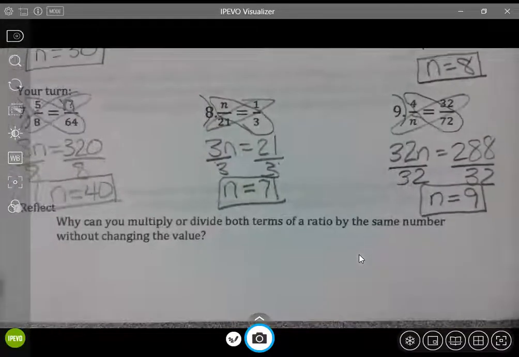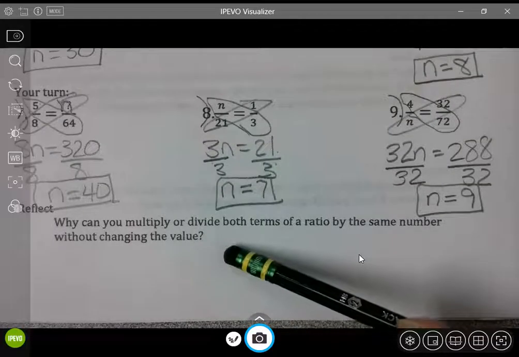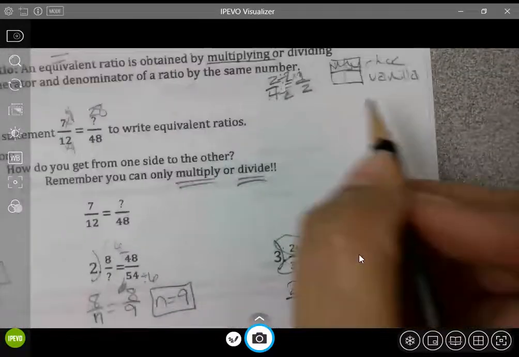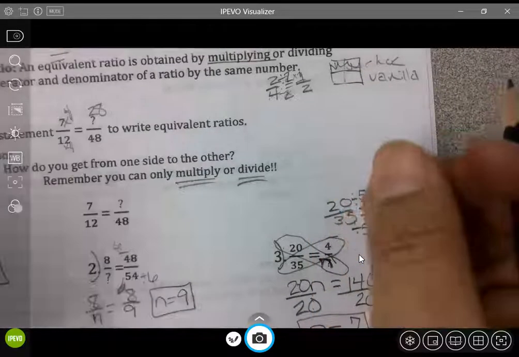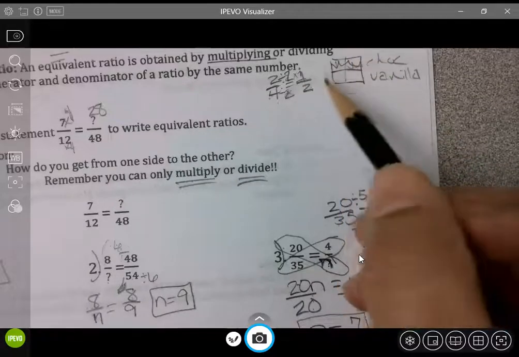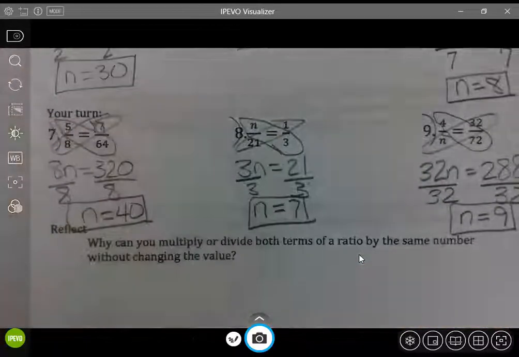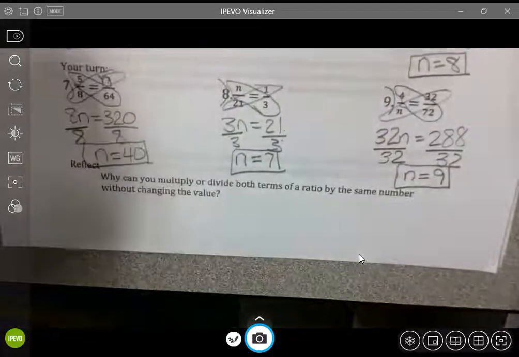Why can you multiply or divide both terms of a ratio by the same number without changing the value? Because I think we proved up here, when you either separate them or put them together, it affects both parts that you're talking about. So it either makes them both greater by the same amount, or it makes them less by the same amount.